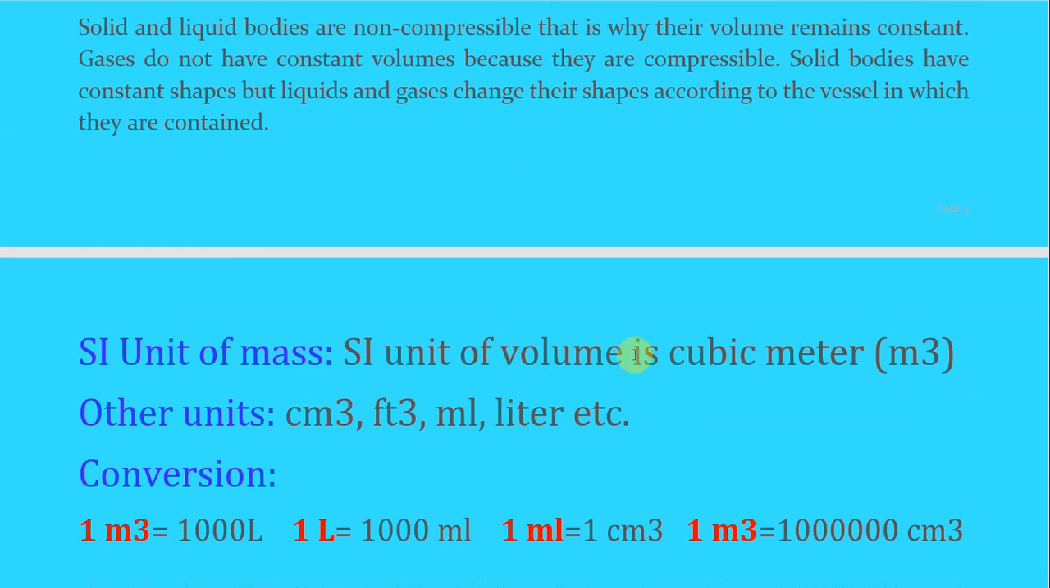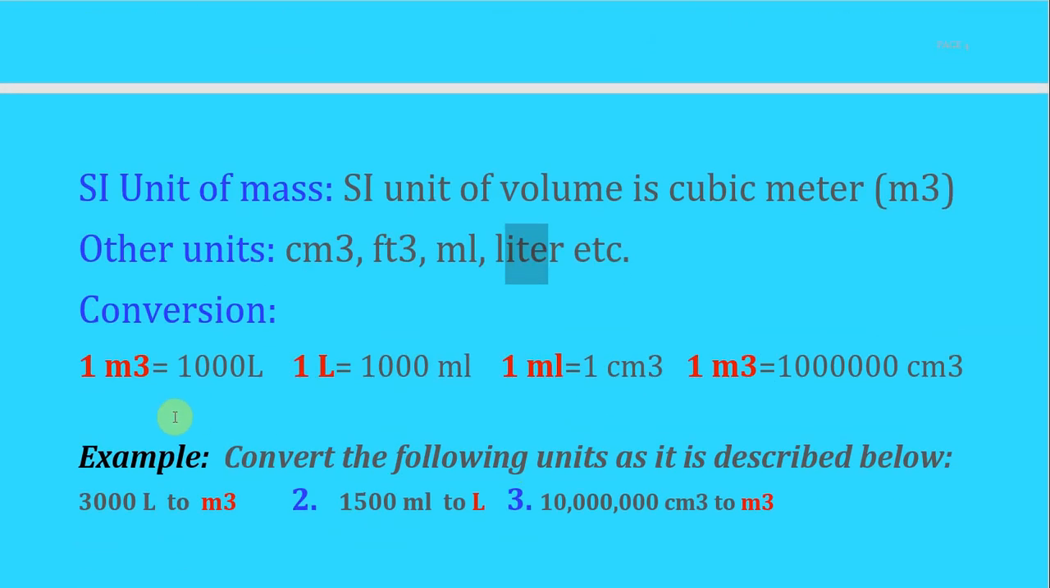The SI unit of volume is cubic meter. Other popular units are cubic centimeter, cubic feet, milliliter, liter, etc. And some important conversions for volume: 1 cubic meter is equal to 1000 liter. 1 liter is equal to 1000 milliliter. And 1 cubic meter is equal to 1 million cubic centimeter.